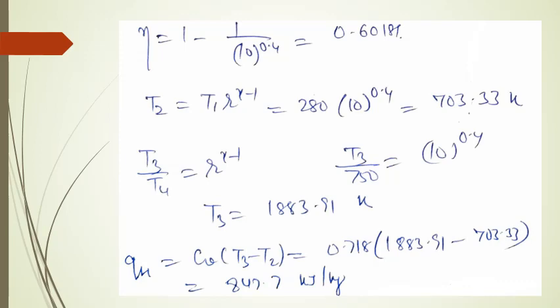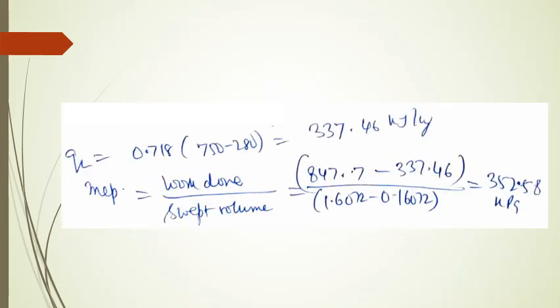Now the heat supplied to the cycle is equal to Cv into dT, that is Cv into T3 minus T2, because 2 to 3 is the heat addition process. So that comes out to be 847.7 kilojoules. Now the heat rejected is equal to Cv into T4 minus T1, which comes out to be 337.46 kilojoule per kg. Now the mean effective pressure is equal to work done upon swept volume.